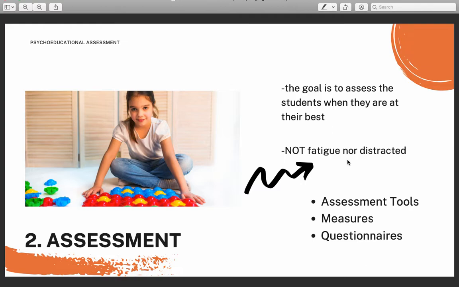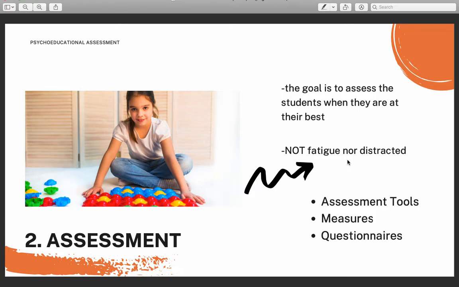Now, not like a typical classroom test, in psychoeducational assessment, the child doesn't require any studying beforehand. It's a challenging activity for the student and psychologist or whoever would be administering the test to tackle together. The goal is to assess students when they are at their best, not fatigued nor distracted, and it can be completed in a 3-hour session or multiple sessions. Now, you can find here in this section a list of assessment tools, measures, questionnaires.